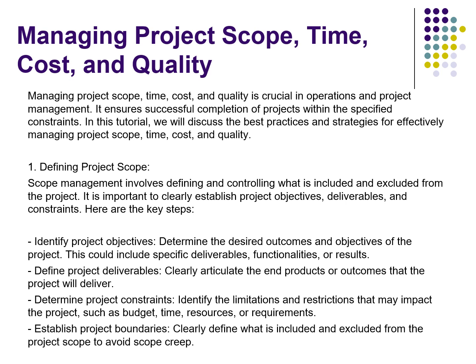1. Defining project scope. Scope management involves defining and controlling what is included and excluded from the project. It is important to clearly establish project objectives, deliverables, and constraints. Here are the key steps. Identify project objectives. Determine the desired outcomes and objectives of the project. This could include specific deliverables, functionalities, or results.